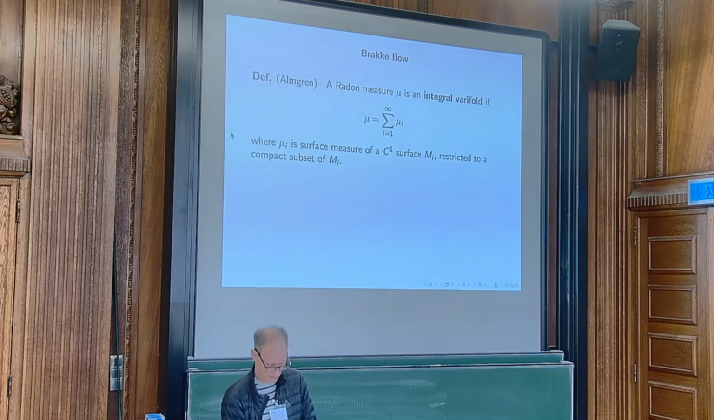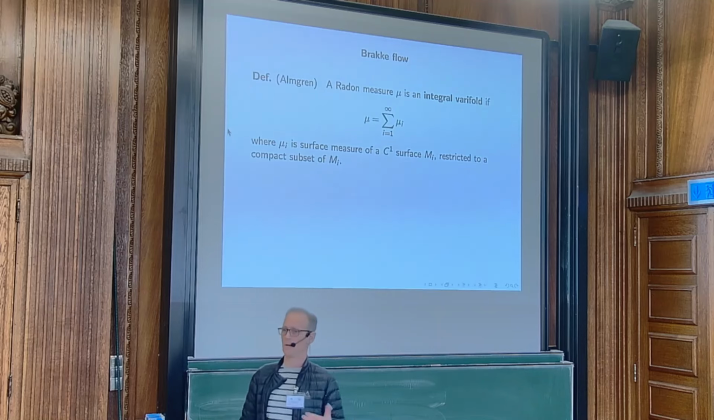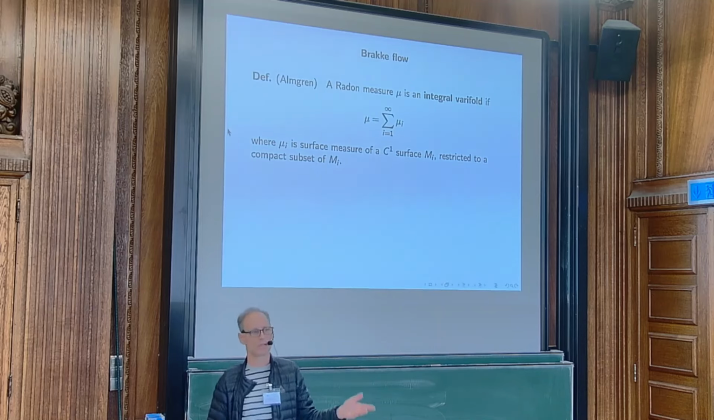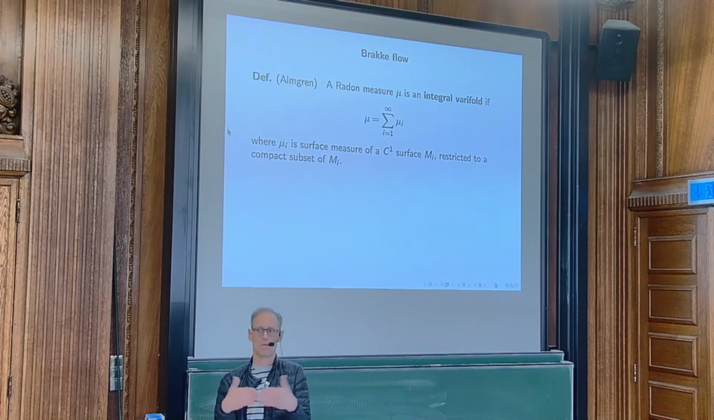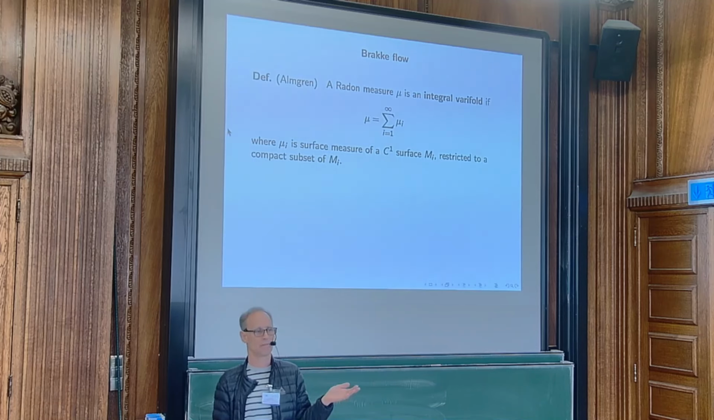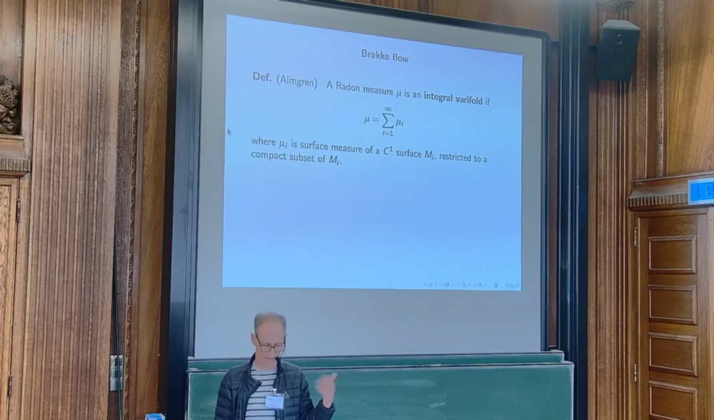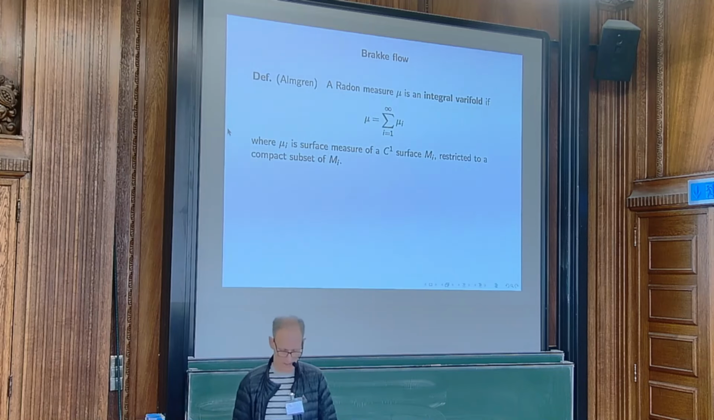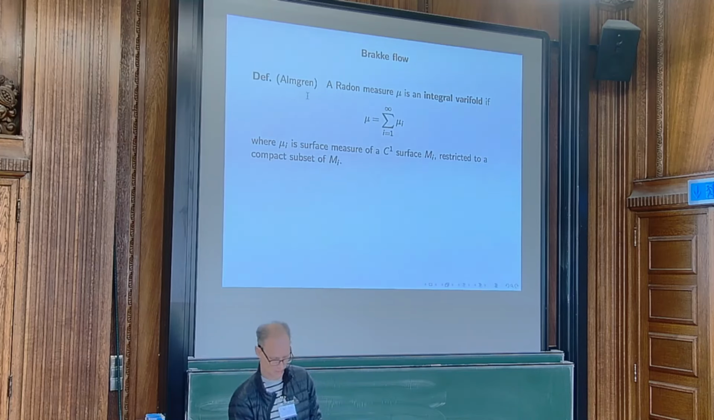Okay, Brakke flow. If you're going to talk about a generalized solution to the equation, then you're no longer talking about smooth surfaces. So you need to decide what you're going to replace smooth surfaces with, and then figure out how to impose the equation on them. For Brakke flows, you're evolving varifolds, or integral varifolds. This is a definition due to Almgren.